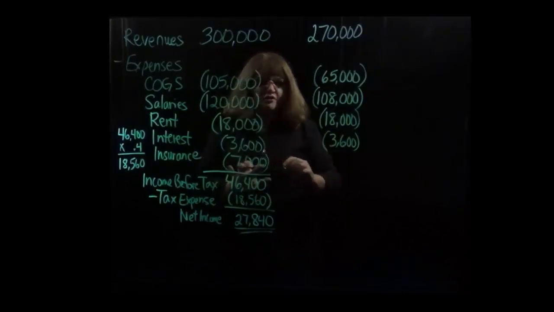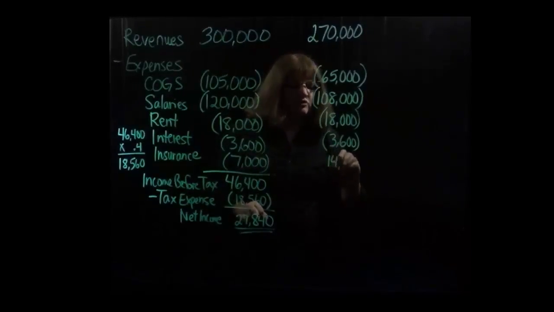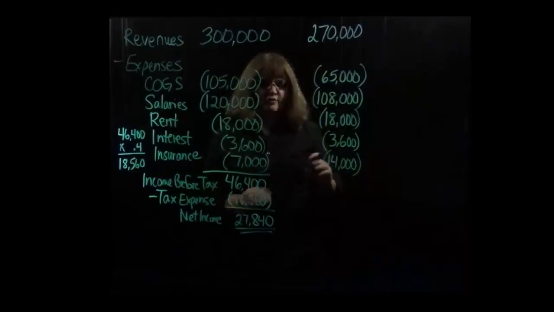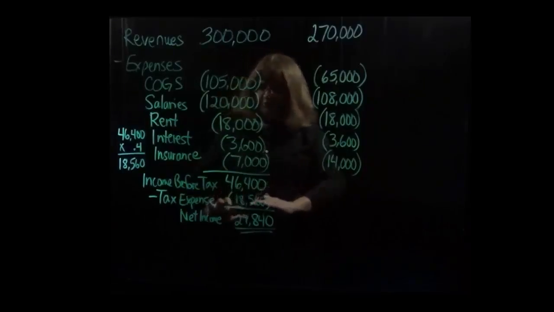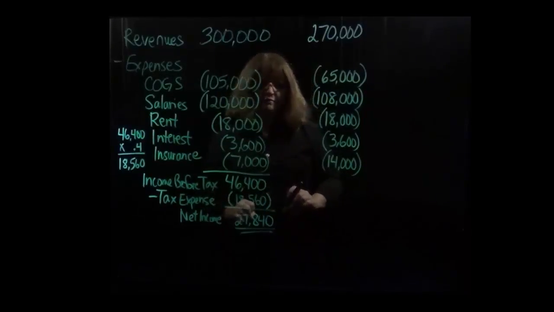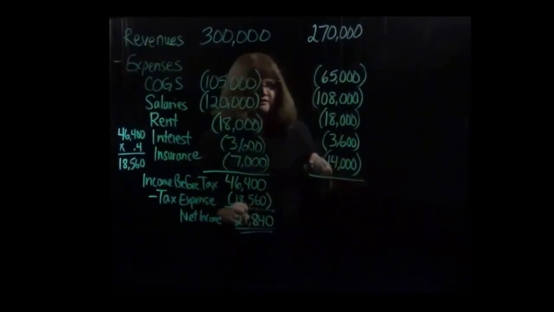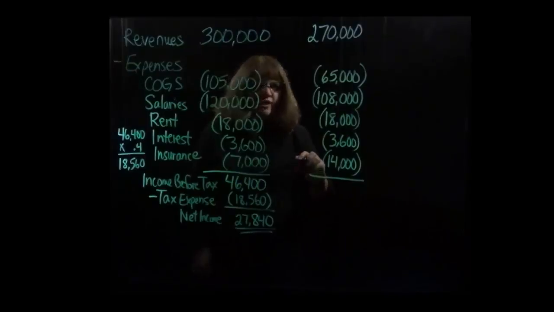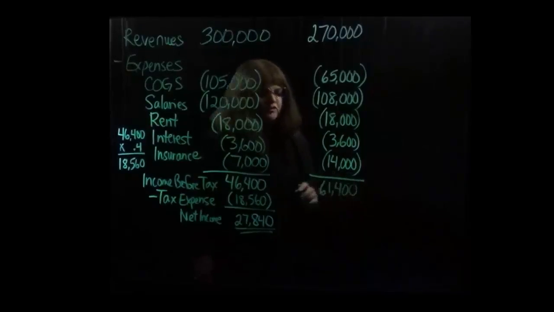And for the insurance, although the expense was only $7,000, we actually had a cash outflow of $14,000 because we paid for 2 years worth of insurance. So we had an operating cash flow of $14,000. We haven't paid any cash yet for the income tax expense, so we don't have to subtract anything for that. And so if we net all these together, we have a net operating cash inflow of $61,400.